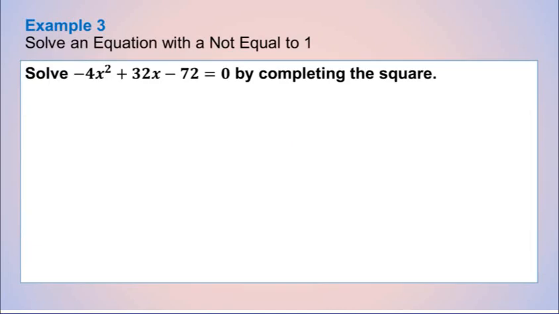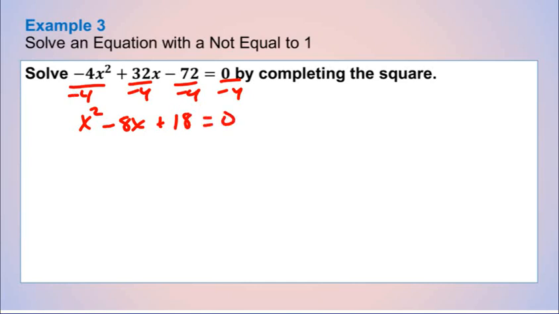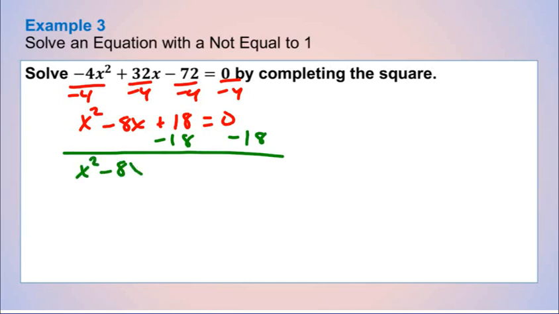So an example here. First thing, I have negative 4x squared plus 32x minus 72 equals 0. I'm going to divide everything by negative 4. And I'm left with x squared minus 8x plus 72 divided by 4 gives you 18 equaling 0. Okay, so I'm going to subtract 18 on both sides. So now I can complete the square. So I have x squared minus 8x plus blank equaling negative 18 plus blank.